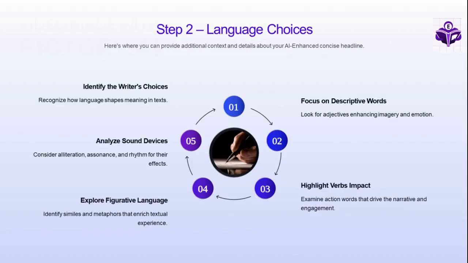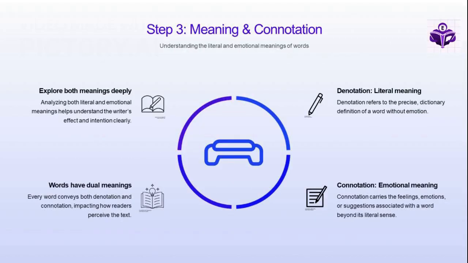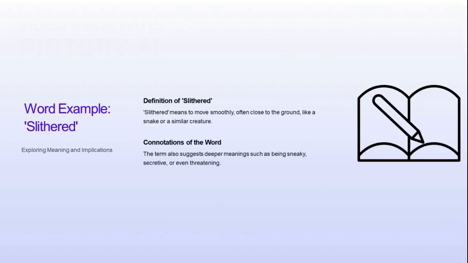stand out. Then, think about the denotations and connotations of the words. Denotation is the literal meaning, what the word actually refers to. Connotation is the feeling or idea the word brings with it. Take the word slithered, for example. It means to move smoothly along the ground, but it also carries the idea of being sneaky or dangerous.